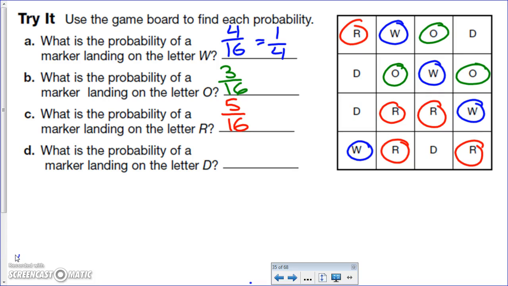Finally, for question D, what is the probability of the marker landing on the letter D? We can see the 4 uncircled shapes we have left are all D's, so there's a 4/16 or 1/4 chance of it landing on a D.